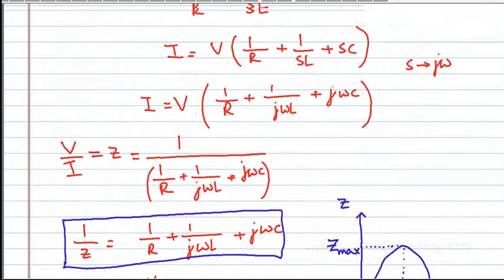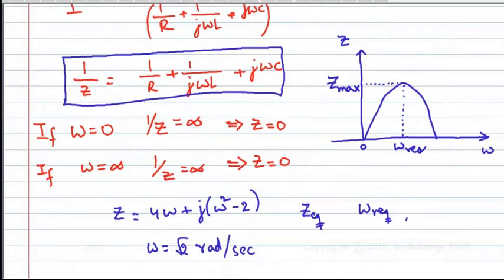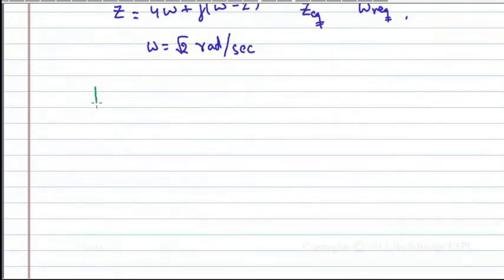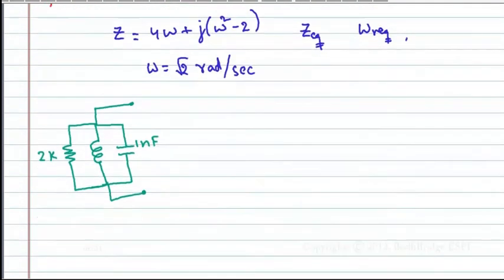Okay, for this circuit, what did he give? 10, 2K, 1 nanofarad. For this circuit, let us solve. R, L, and what is this? C. He gave this as 1 nanofarad. R is 2 kilo ohm, and L is given as 10 micro Henry. Okay, let us find Z equivalent.